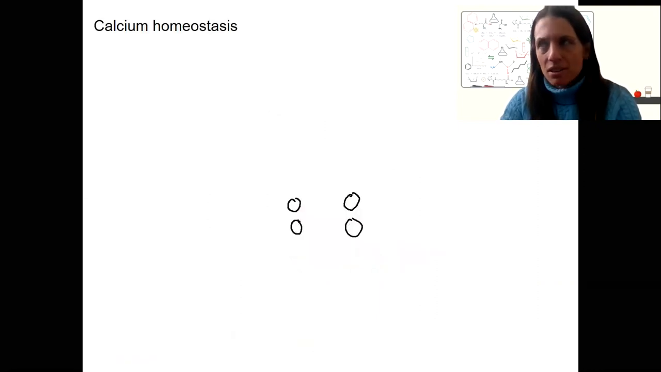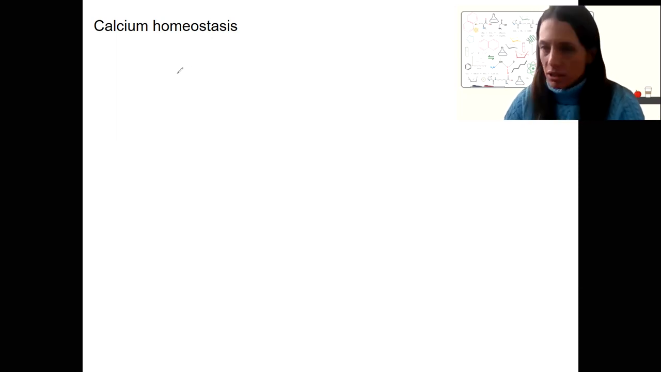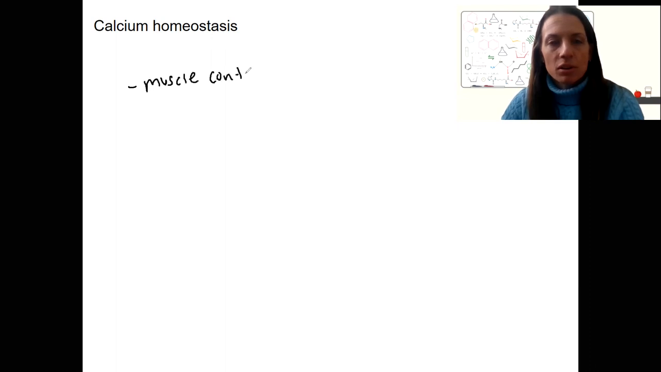Calcium homeostasis. That is actually super important. What do we need calcium for in our bodies? What processes use calcium? I actually want you to write some down. We've got muscle contractions. Remember, calcium needs to bind to troponin to initiate muscle contraction, and that's true with smooth, skeletal and cardiac muscle.